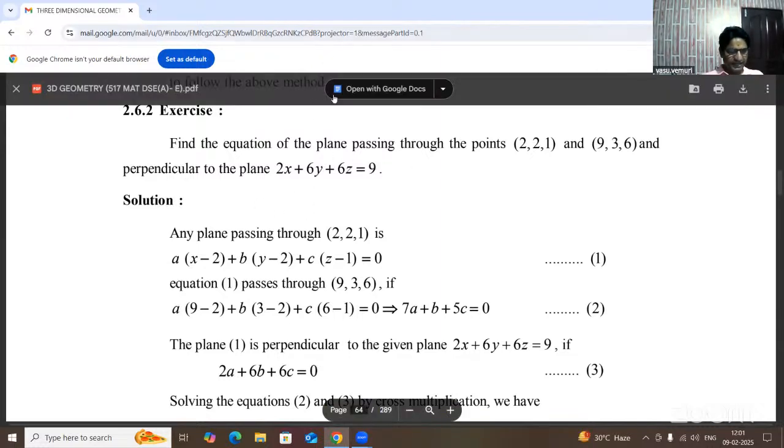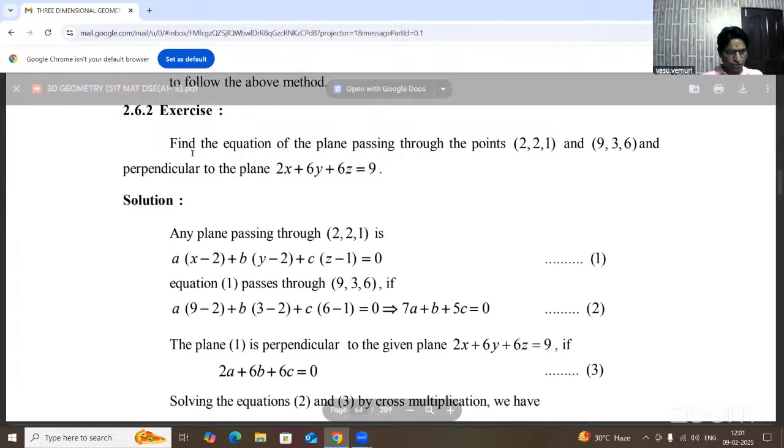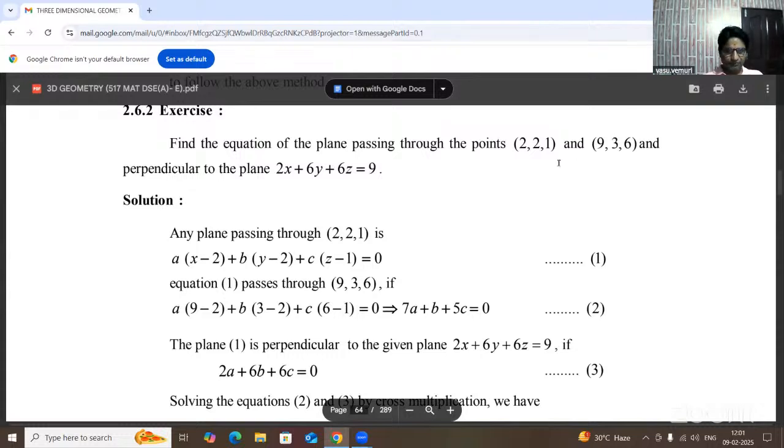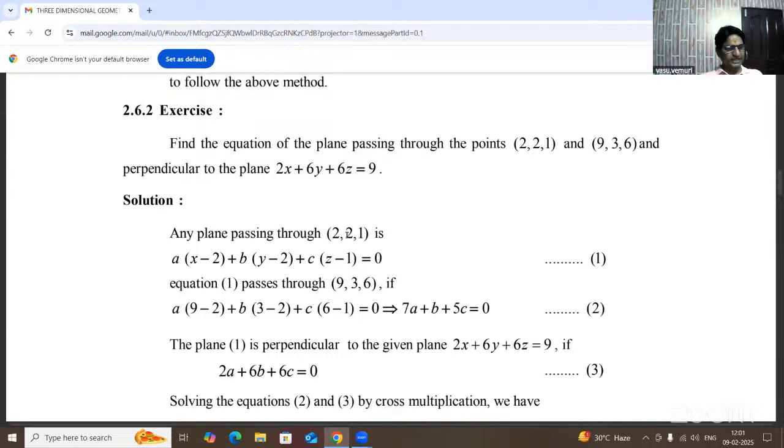Listen carefully. Here any plane passing through 2, 2, 1 is a of x minus 2 plus b of y minus 2 plus c of z minus 1 equal to 0. Say this is the first equation.